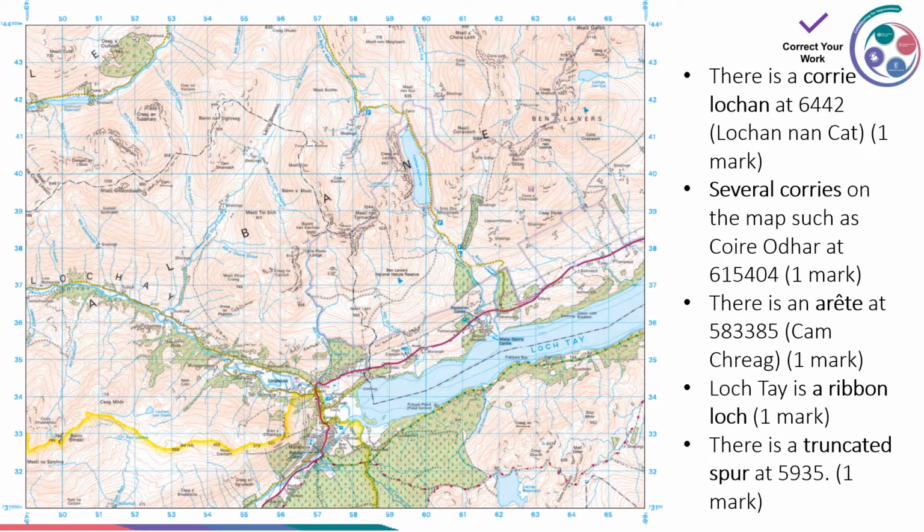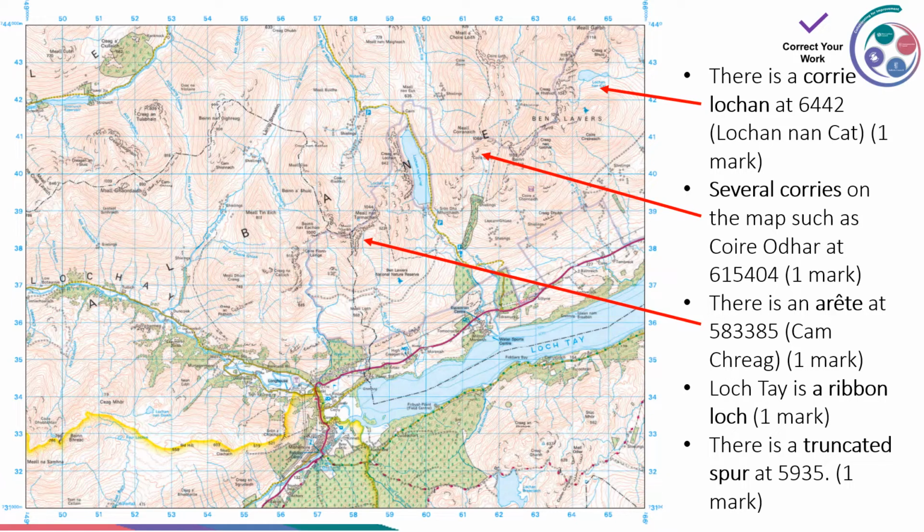This is what the map extract looked like, and we can see here there's a number of features we can hopefully have identified. So a corrie, here in grid square 6442, now that's because it takes up most of that square, so that's appropriate to give a 4-figure grid reference here. There are several quarries on the map, but this one here in grid square 615404 is an example of a quarry. Now that's not taking up most of that square, so 6 figures is a good point for that, as is the arête. So there's an arête here, which is another glacial feature.